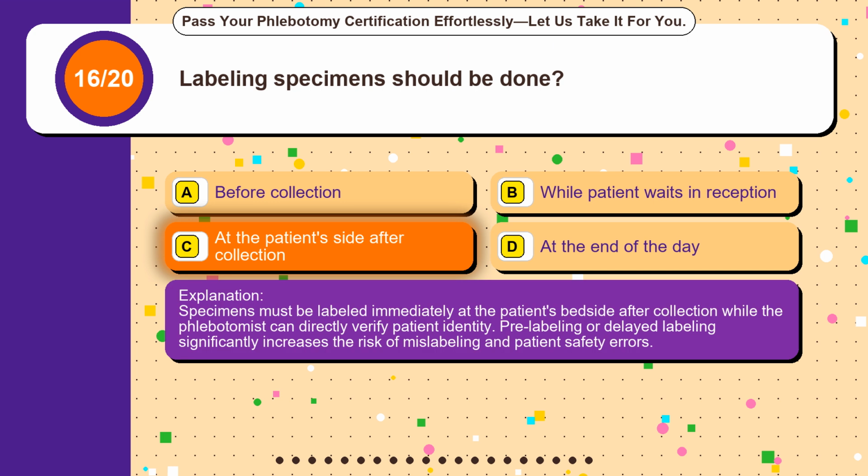Specimens must be labeled immediately at the patient's bedside after collection, while the phlebotomist can directly verify patient identity. Pre-labeling or delayed labeling significantly increases the risk of mislabeling and patient safety errors.